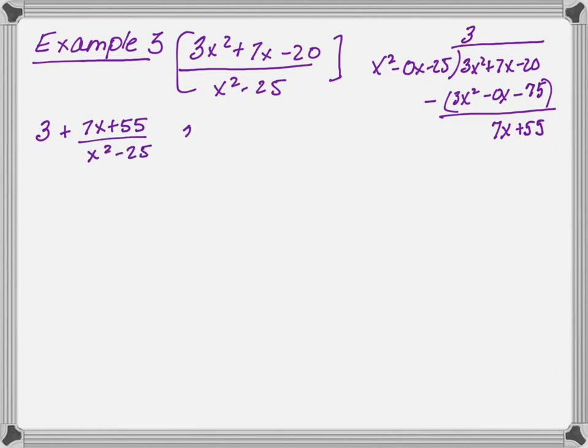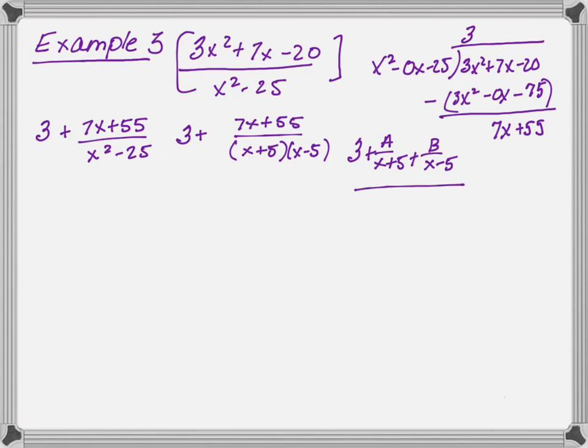So now we have to factor. So we get 3 plus 7x plus 55 over x plus 5, x minus 5. So our problem we would work with would be 3 plus a over x plus 5 plus b over x minus 5. So we're working toward that, figuring out what a and b are.